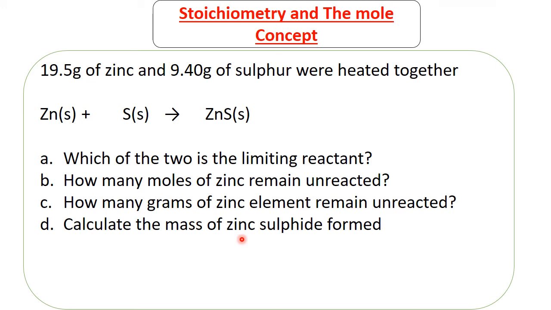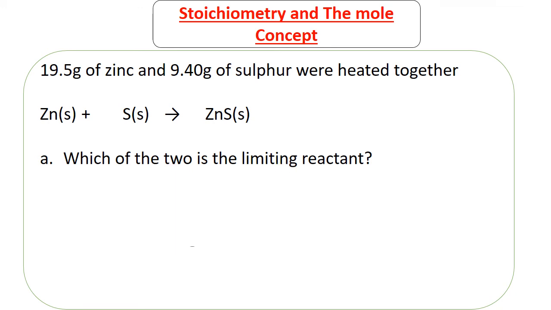All of how to go about this, we already know, but we just have to consider the limiting reagent. This last question, calculate the mass of zinc sulfide formed, is the same as the ones we dealt with when we were talking about mass to mass equations. But there is now something we need to consider, and that is the limiting reactant. So question A, which of the two is the limiting reactant?